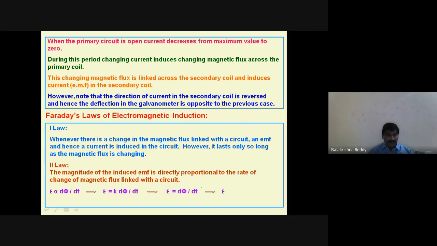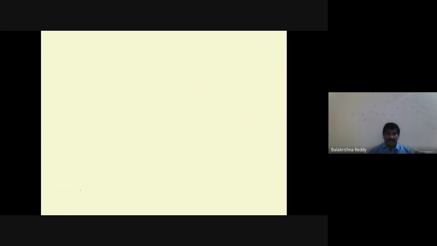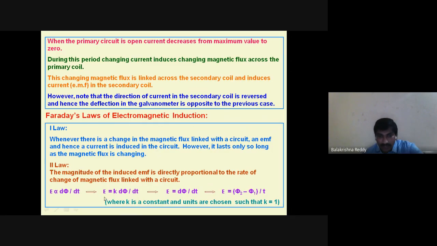I can also write E equal to (Φ2 minus Φ1) by t. What is that? Φ2 minus Φ1 by t means final flux minus initial flux divided by the time interval. Of course, k is a proportionality constant here. This is about Faraday's law of electromagnetic induction. So, this is all about Faraday.